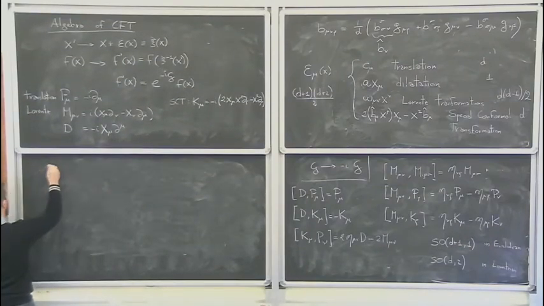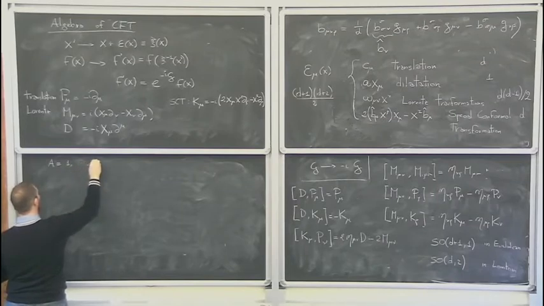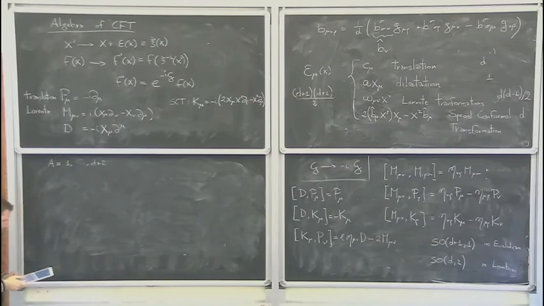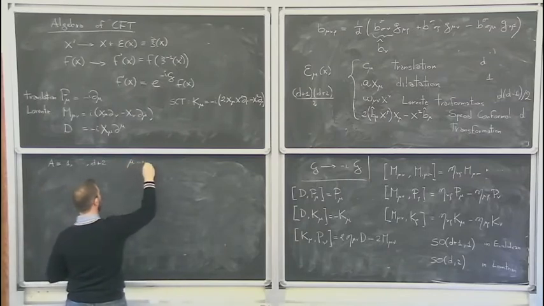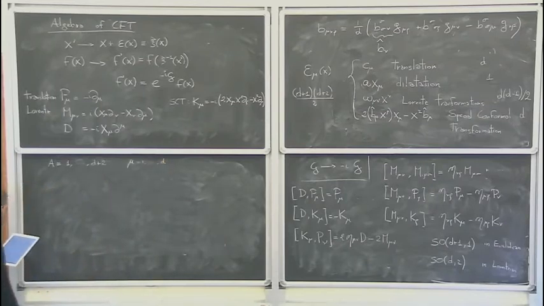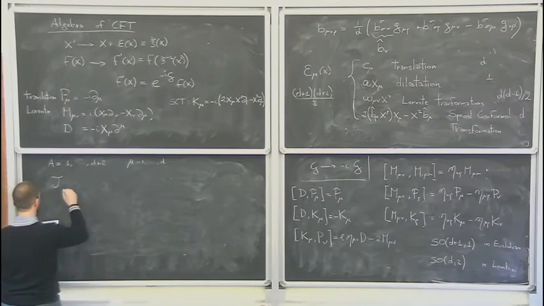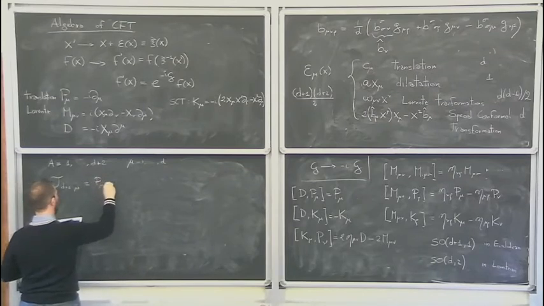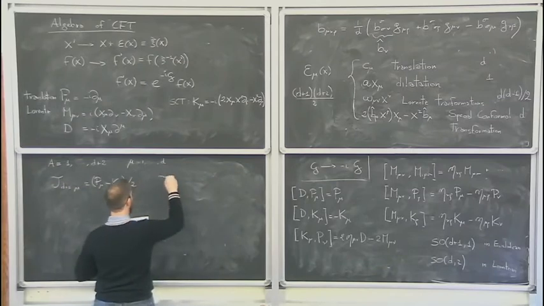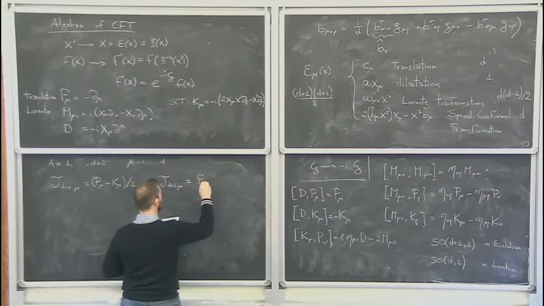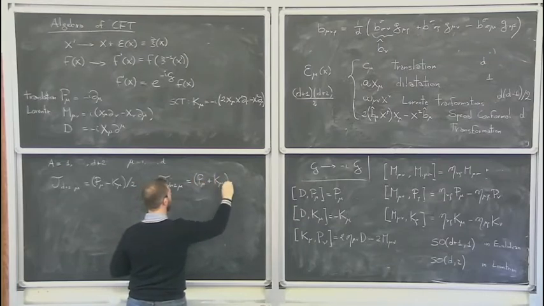So let me introduce a capital letter that goes from 1 to D plus 2. And Greek letters instead will go from 1 to D. And then let me define some new generators. J D plus 1 mu will be simply P mu minus K mu over 2. J D plus 2 mu would be instead the other combination, P mu plus K mu over 2.